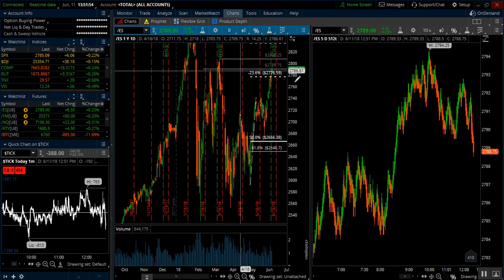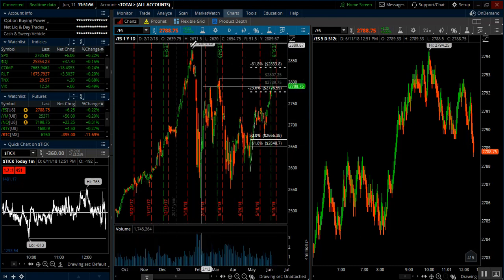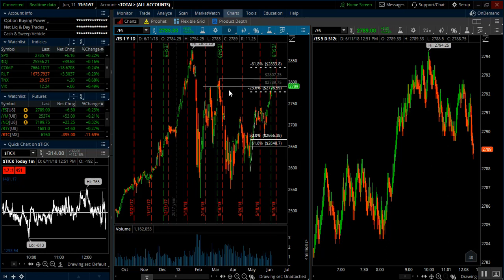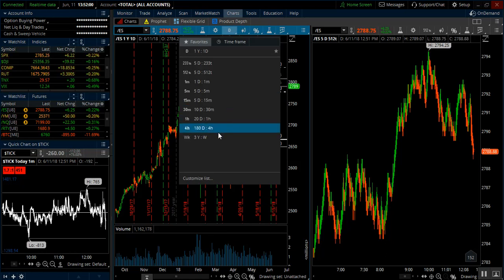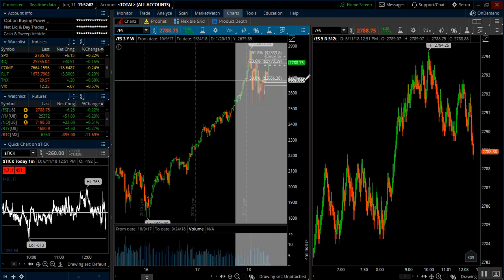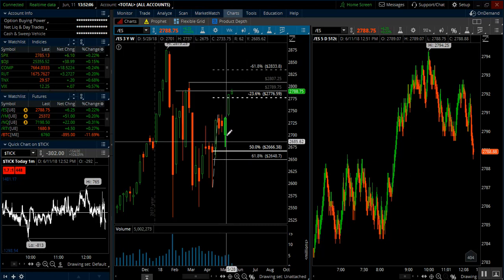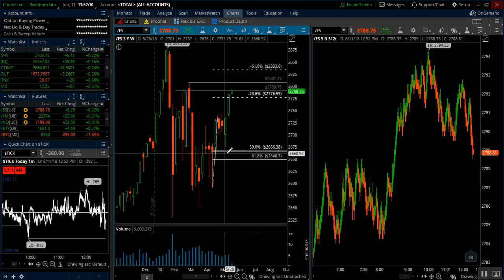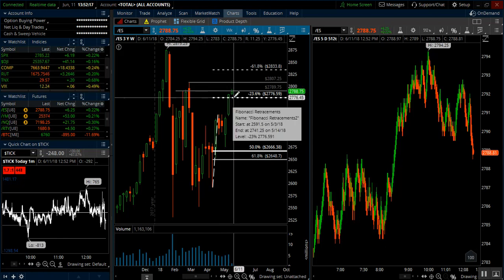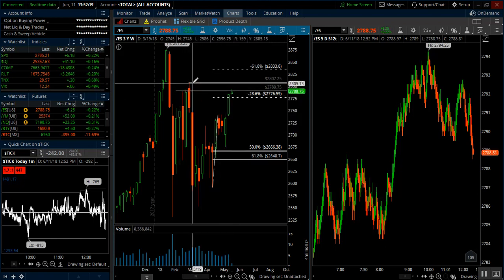Now, I've got a couple lines drawn on my chart here. This is my ES chart. I'm going to go to a weekly just so it's a little bit simpler. We can see the bounce from a couple weeks ago. Didn't quite make it to the 50% retracement long, but we did come up and touch and trade through now the negative 23% target. These two lines that I have here are just marking those previous swing highs.